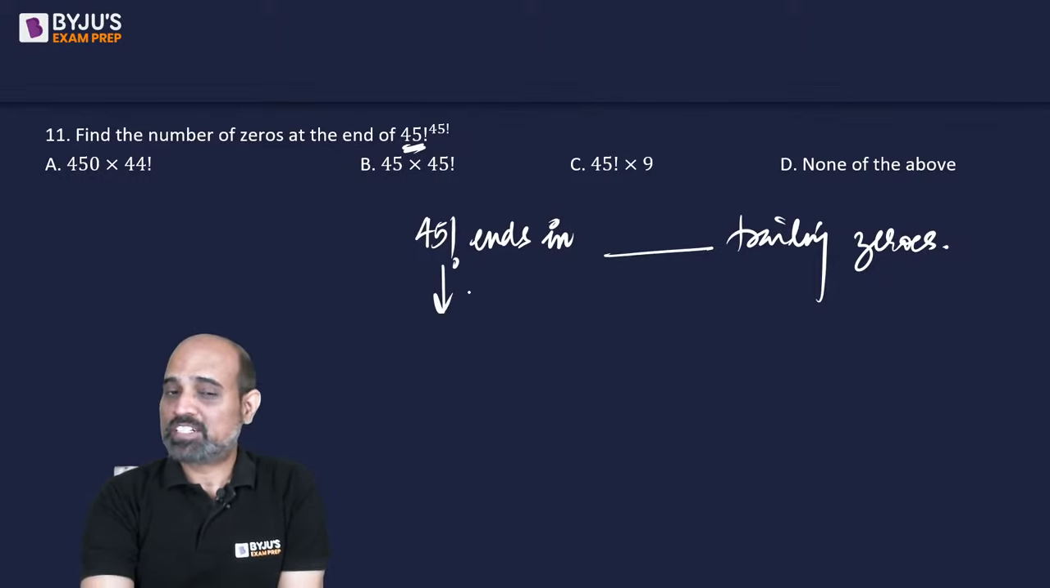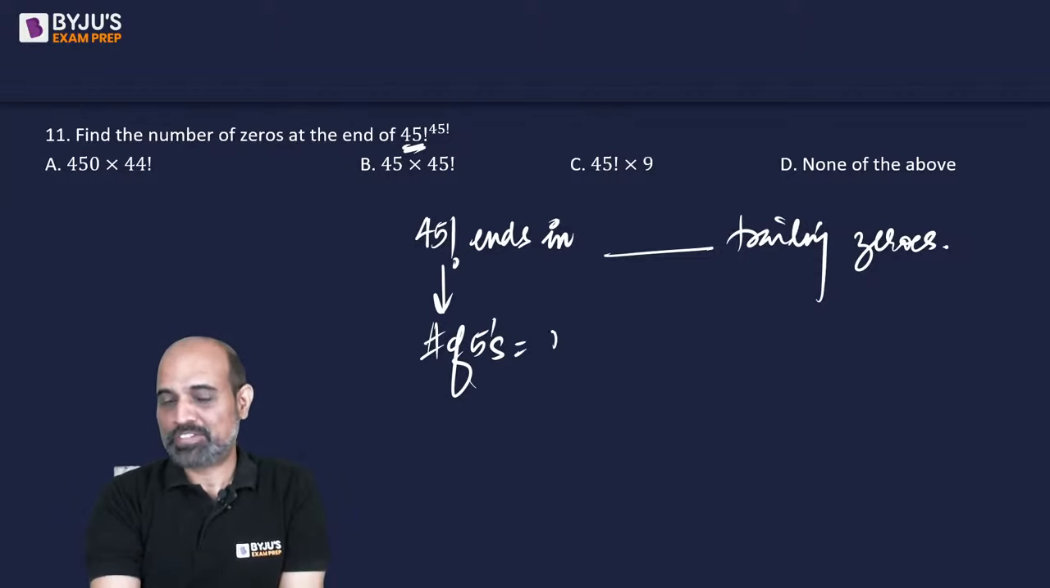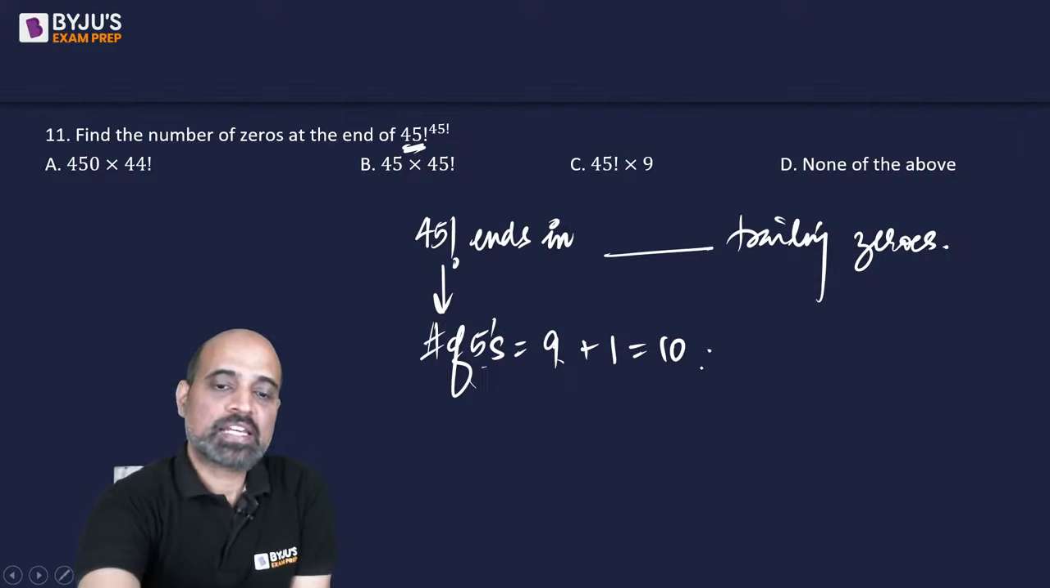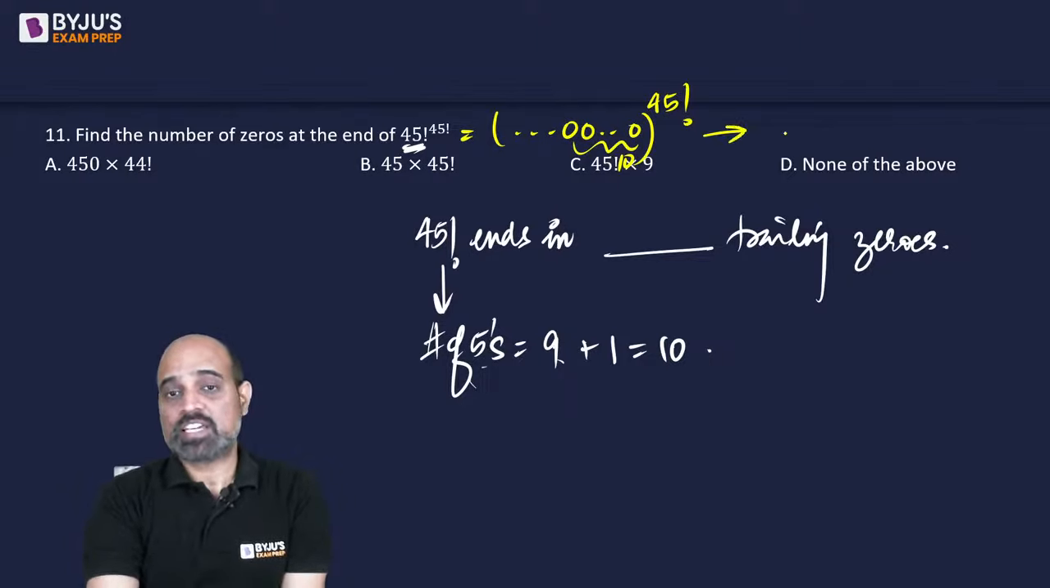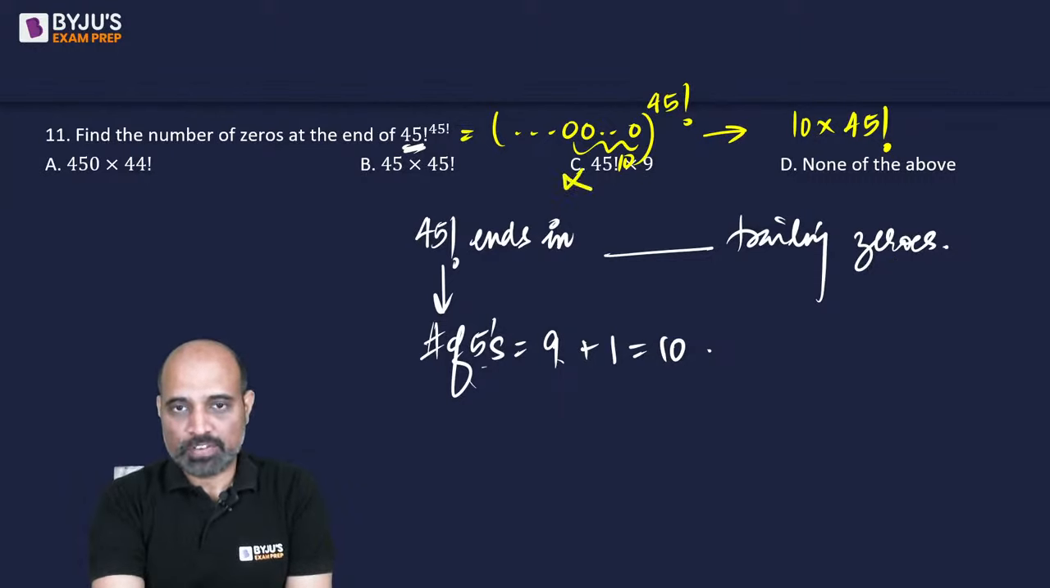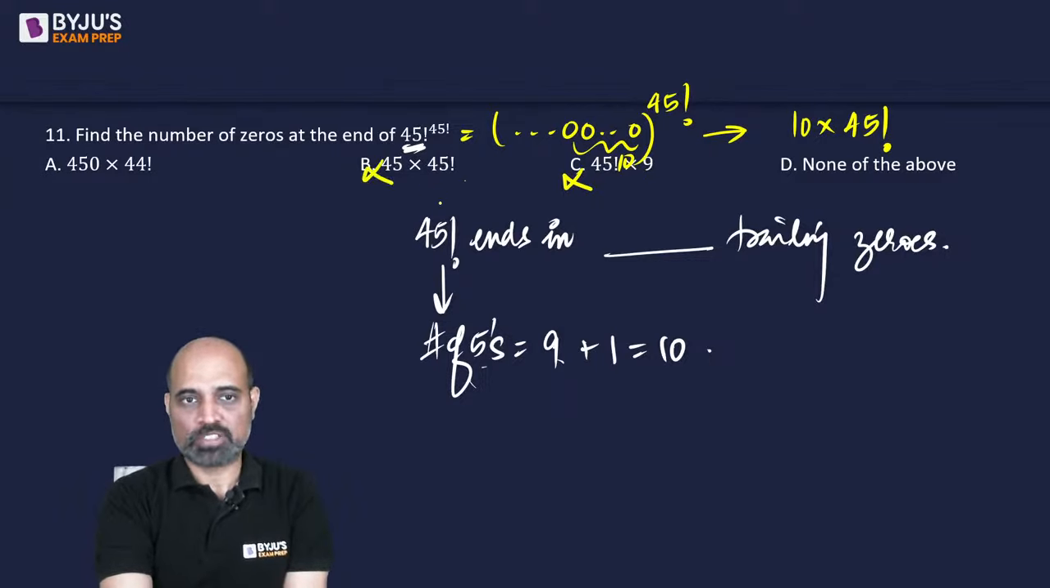So 45 factorial will have how many 5s? This is 45 by 5, which is 9, 9 by 5, which is 1, so 10 in all. So we can say that this is a number that ends in 10 trailing zeros, or its power 45 factorial. So such a number will have 10 into 45 factorial trailing zeros. Now looking at the options, we do not see 10 into 45 factorial. This is 9 into 45, 45 into 45 factorial, it's not possible.